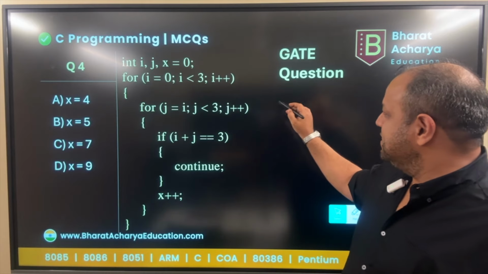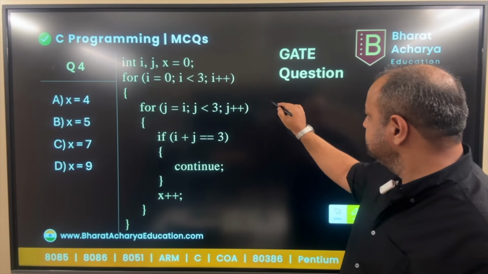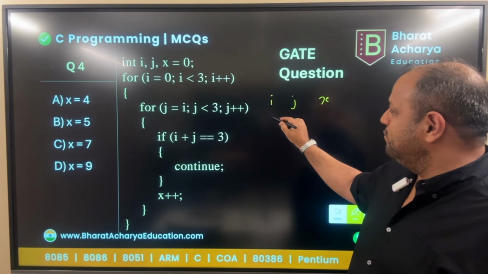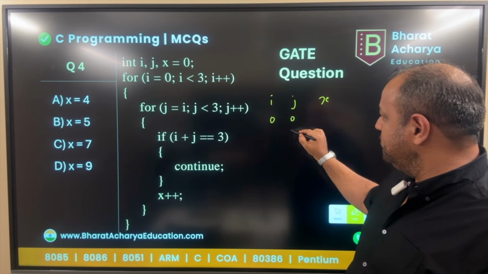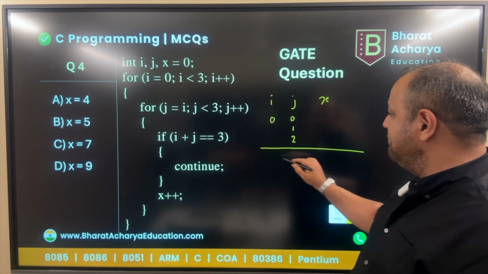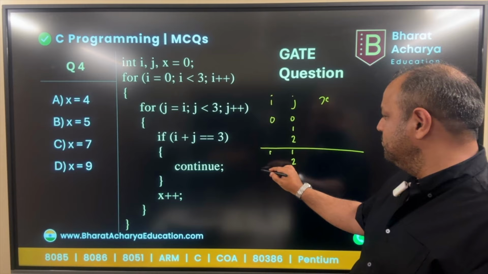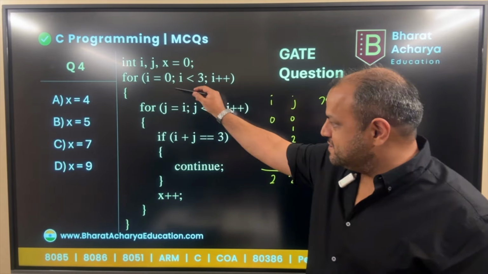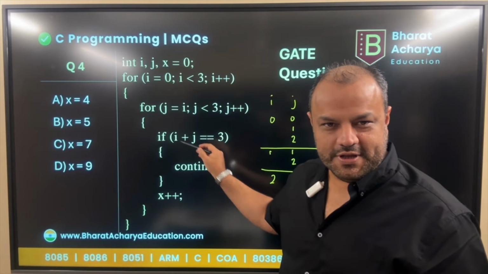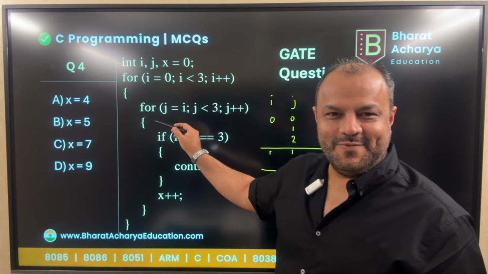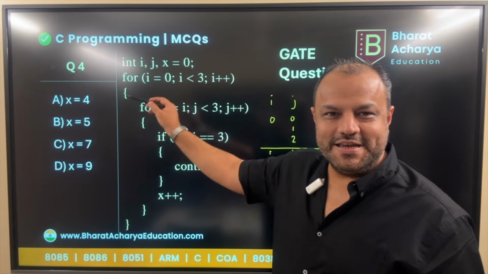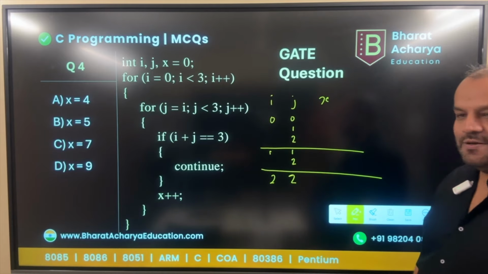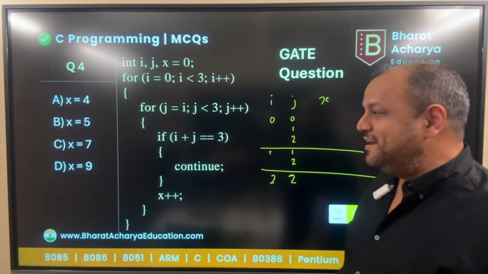Let's look at the iterations. I, J, and X. So I will be 0, J will go 0, 1, 2. I will be 1, J will go 1, 2. I will be 2, J will just be 2. Tell me, did you understand this? The first time when I is 0, the inner loop will do 3 iterations. Next time when I is 1, the inner loop will do 2 iterations. Next time when I is 2, the inner loop will do just 1 iteration. So these are the possible times when X could have been incremented.